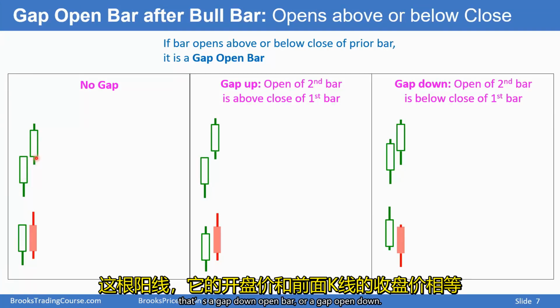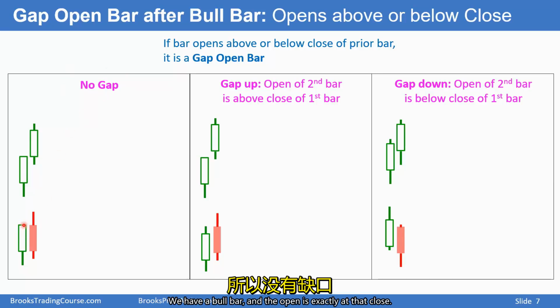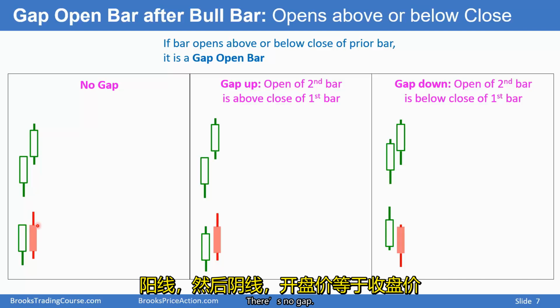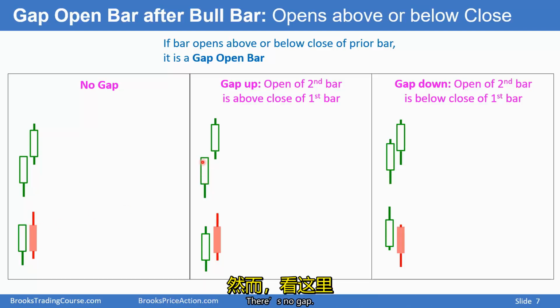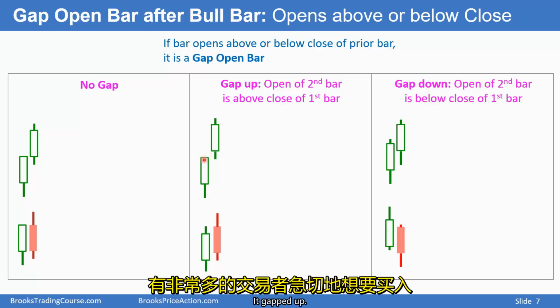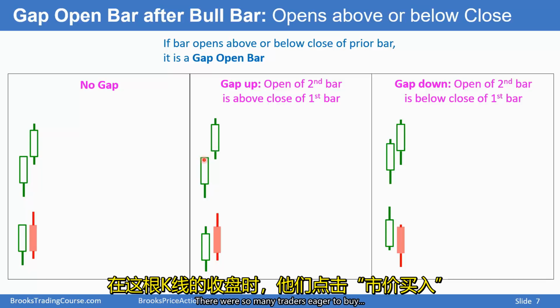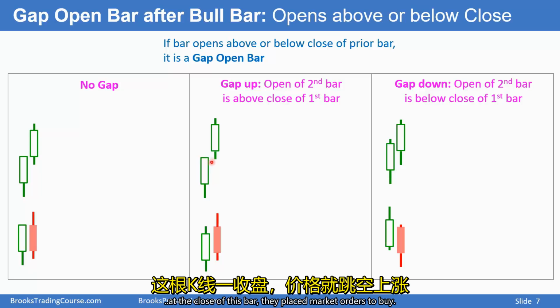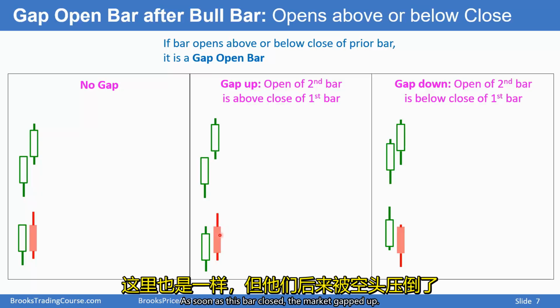We have a bull bar, and the open is exactly at that close. There's no gap. We have a bull bar and then a bear bar, and the open is exactly at that close. There's no gap. However, look at this. We have a bull bar, and look at the open of this bar. There's a gap. It gapped up. There were so many traders eager to buy at the close of this bar. They placed market orders to buy as soon as this bar closed. The market gapped up. The same thing here, but they were overwhelmed by bears.